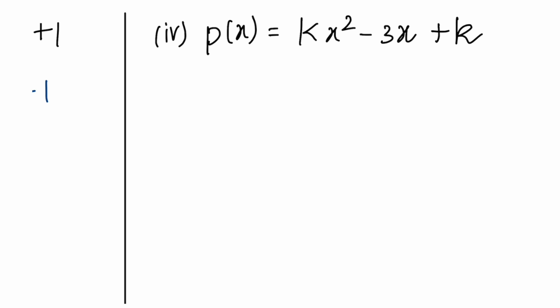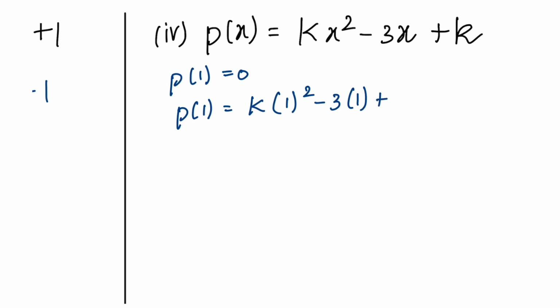So the procedure is going to be very similar. There is nothing different in that. It's just that you are going to solve it a bit differently. Basically the same process. By using factor theorem, you can tell that P of 1 is equal to 0. So P of 1 is equal to k into 1 squared minus 3 into 1 plus k. I am sorry, plus k.